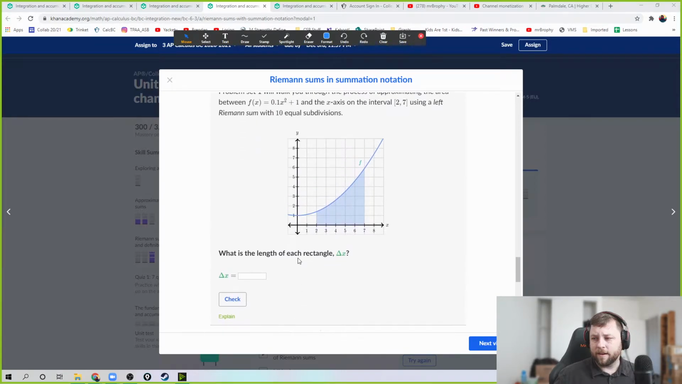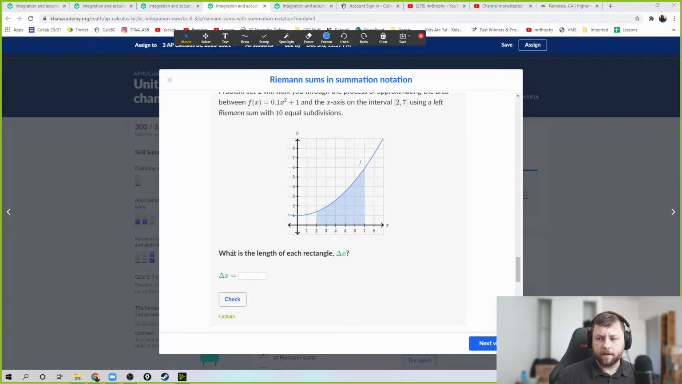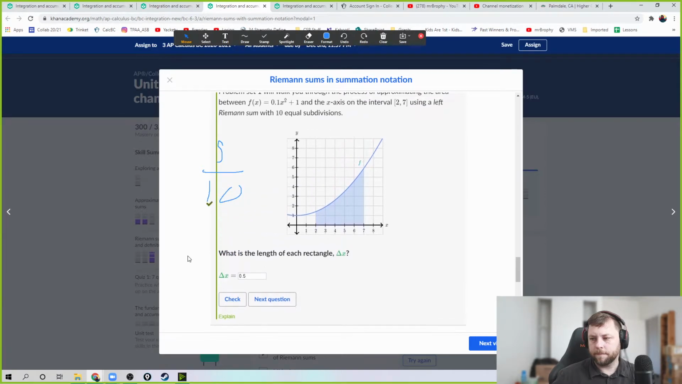All right. So what are the types of problems they might ask you? If I said I have this function, and it's going from 2 to 7 using a left-hand Riemann sum with 10 equal subdivisions, what's the length of each rectangle? Well, if you know it's equal, you've got to figure out this whole length here. That length is 5. And then you've got to chop it up into 10. You go 5 divided by 10, and that's 0.5. Am I right?